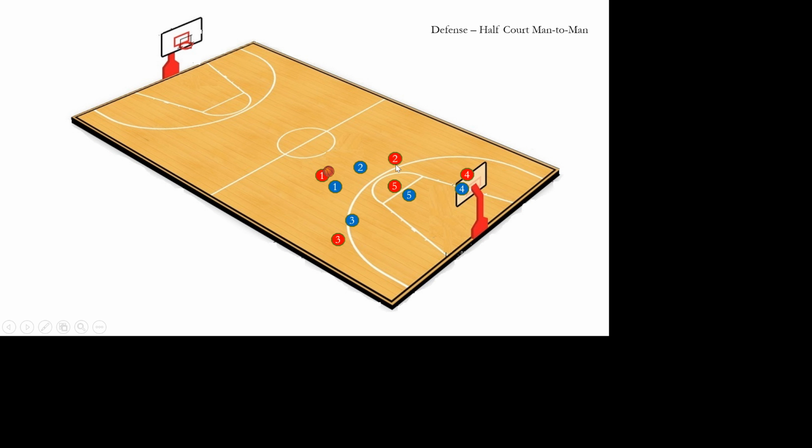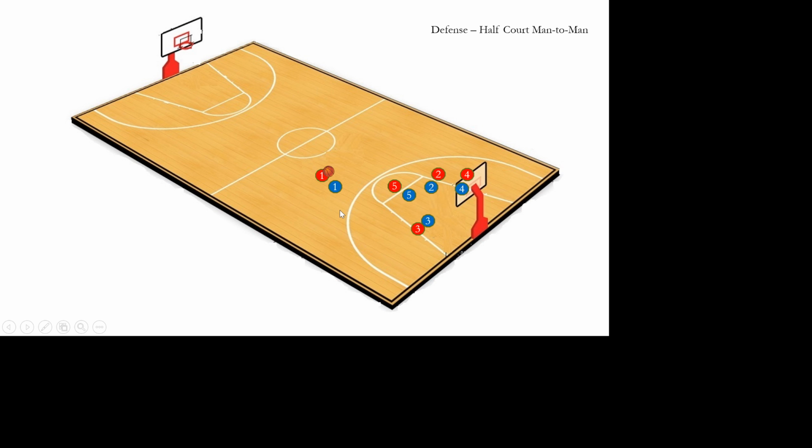Now in this example, if 2 breaks away down here, our defender has to realize that and follow him. Same thing if 3 breaks away here, our defender has to recognize that and go with him to stay with him. Now we're also going to talk about a concept called help defense.